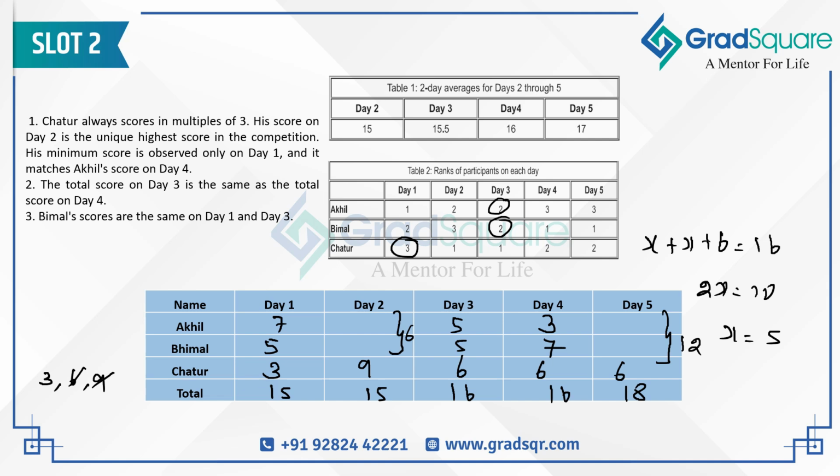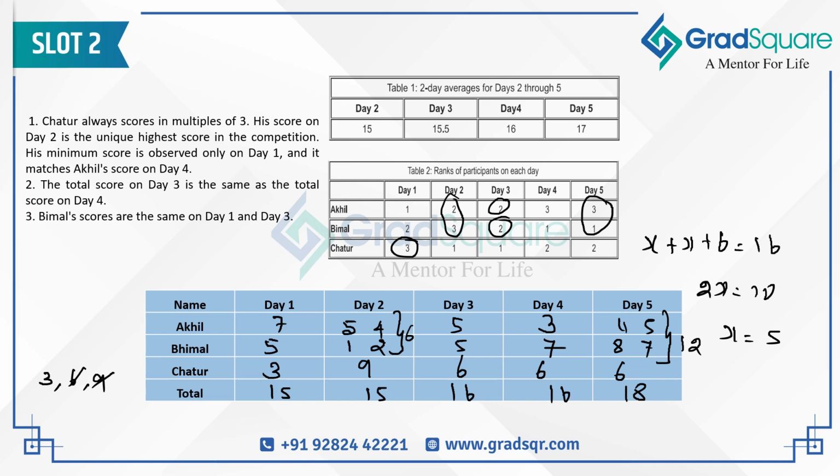What are the possible cases? The possible cases to have 6: Akhil is scoring second rank and Bimal is scoring third rank on day 2. So this should be the maximum value. So either this can be 5 and 1, or this will be 4 and 2. And on day 5 Akhil is scoring third rank and Bimal is scoring the first rank. So the values which sum up to 12 will be 8 and 4, or it can be 7 and 5. So that forms the solution for the given data set.